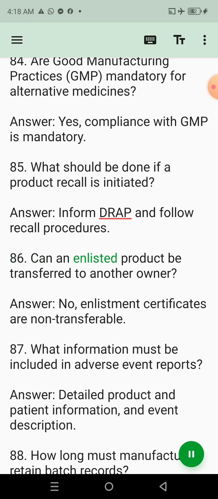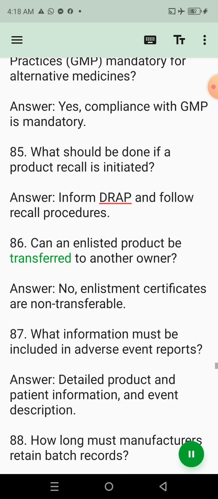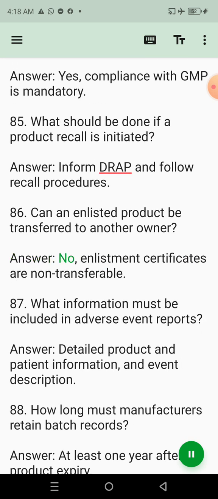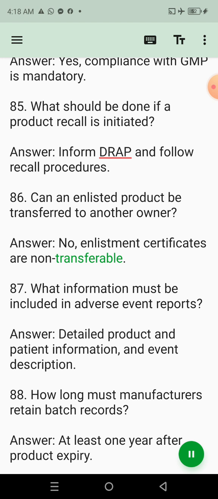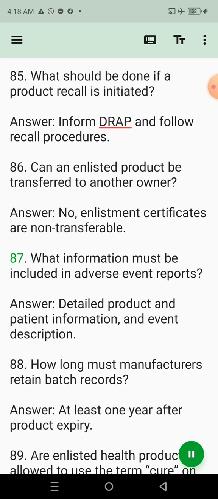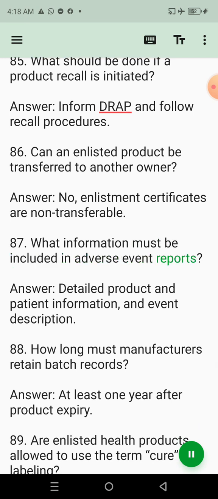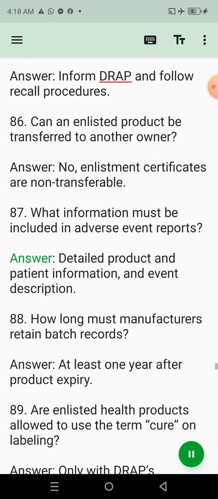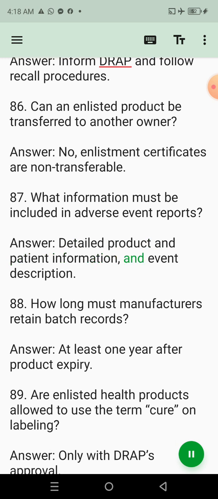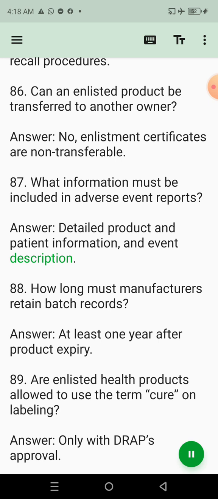86. Can an enlisted product be transferred to another owner? Answer: No, enlistment certificates are non-transferable. 87. What information must be included in adverse event reports? Answer: Detailed product and patient information, and event description.